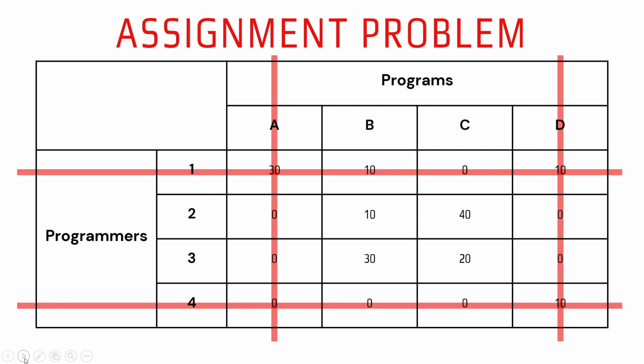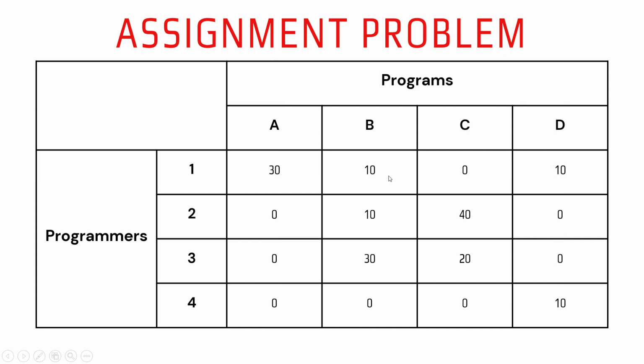So to give the assignments, we will be looking at the zeros that correspond to each programmer or program. So for programmer 1, there is only one zero, which is C. So therefore, we will be assigning program C to 1. So 1 to C. So programmer 1 is now occupied and program C is also occupied.